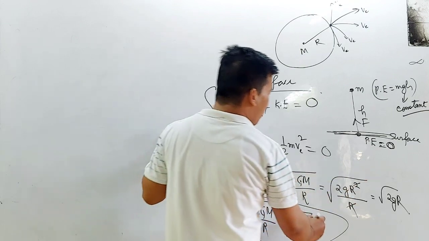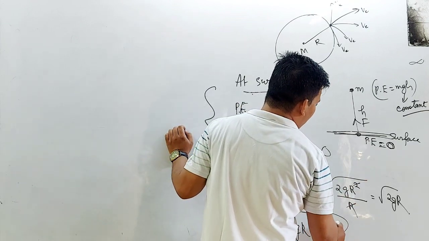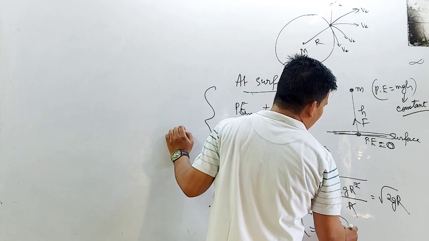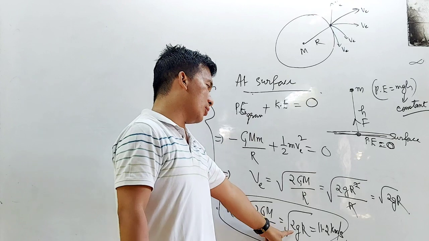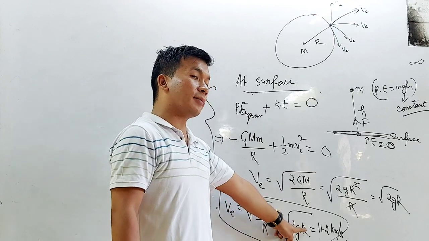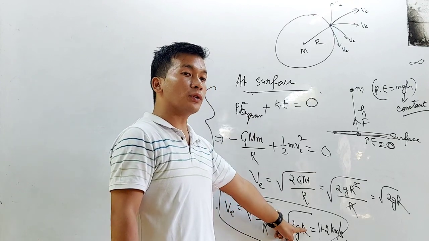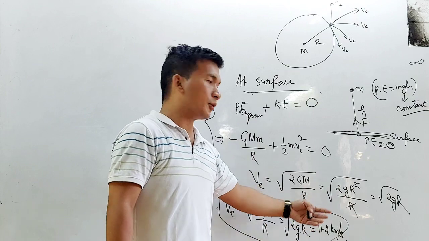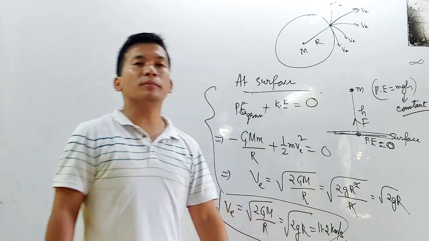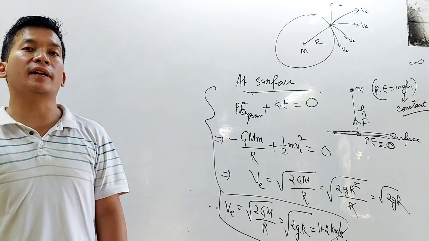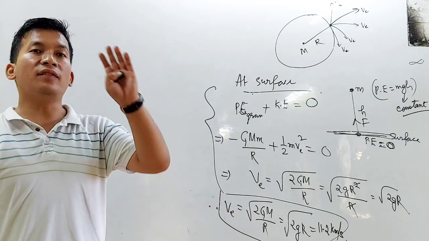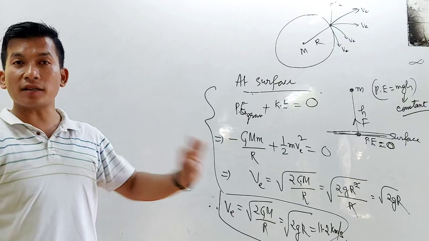After calculation, it comes out to be 11.2 km per second. If we put the value of g as 9.8 and R as 6400 km, after putting the values we will get 11.2 km per second. How fast is this 11.2 km per second? It is very fast.